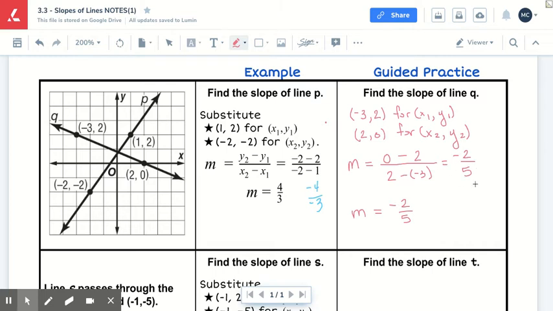And then I just calculated. So 0 minus 2 is -2. 2 minus -3 is like 2 plus 3, so that's 5. So this would be a negative divided by a positive, so the result is negative on that one.